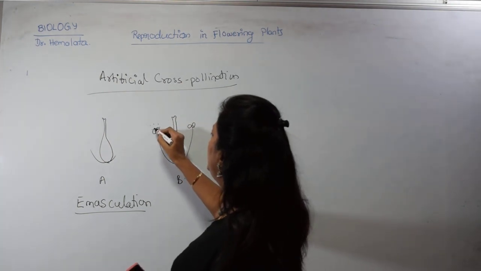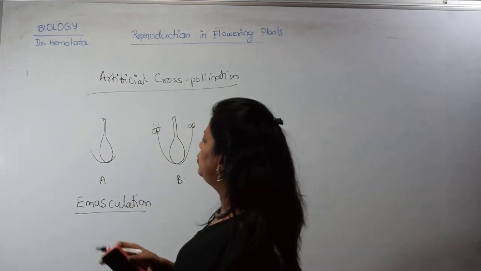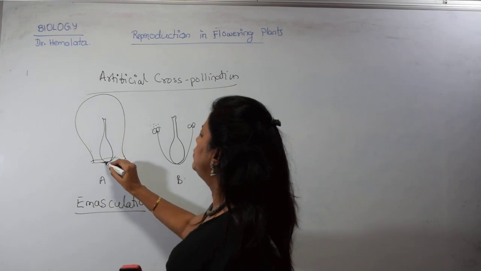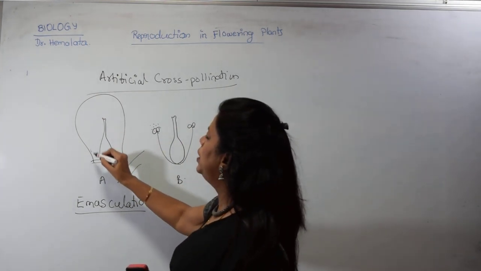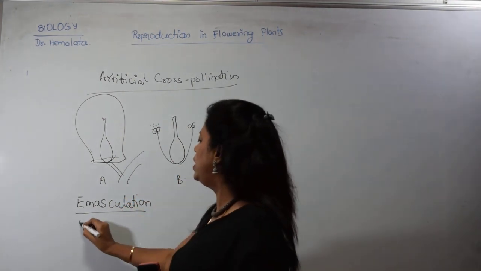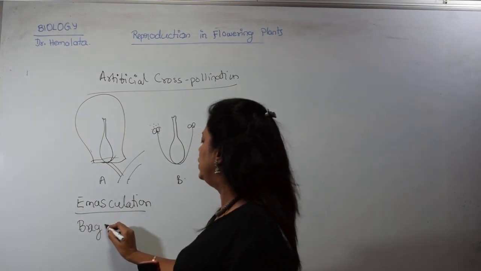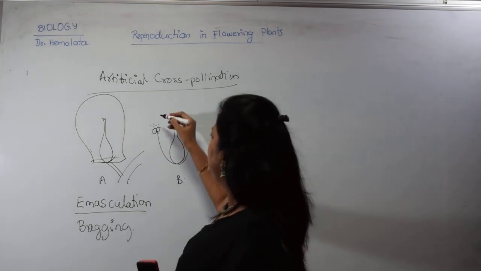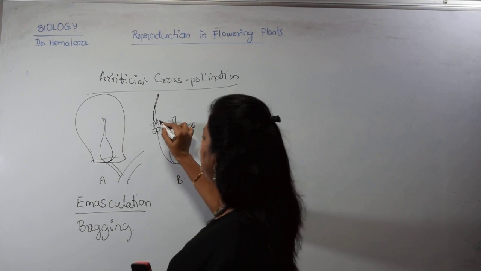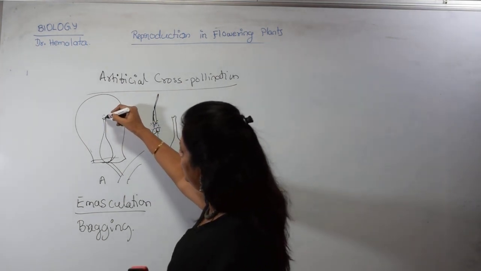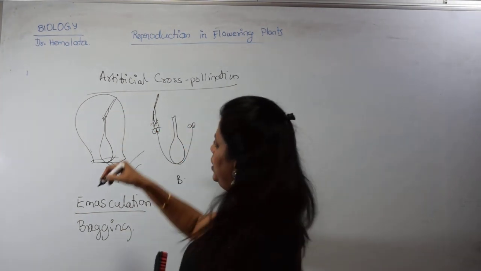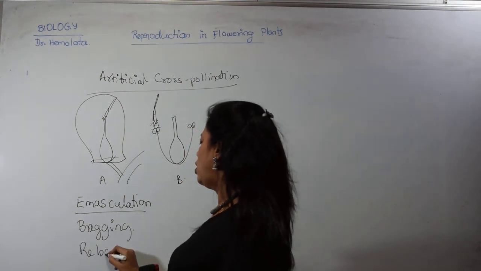After emasculation, you have to cover this with a polythene bag. The flower, attached to the plant body, should be covered with the polythene bag so that there is no contamination by other pollen grains. We call it pre-bagging or bagging. Then take one brush, take the pollen grains from the other plant, remove the bag and transfer them to the stigma here. Then afterwards put the bag again. It is called re-bagging or post-bagging.